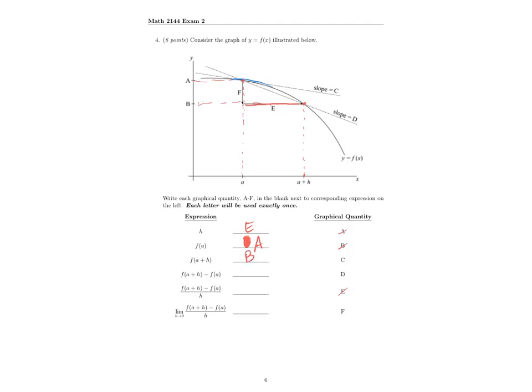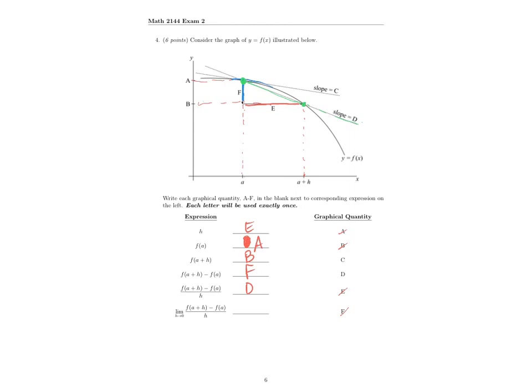There we go. And f of A plus h minus f of A, that's going to be this distance between those two y values. And that is labeled F. Then f of A plus h minus f of A over h, that's going to be the slope between this point and that point. So the slope of that line, and that is labeled D.